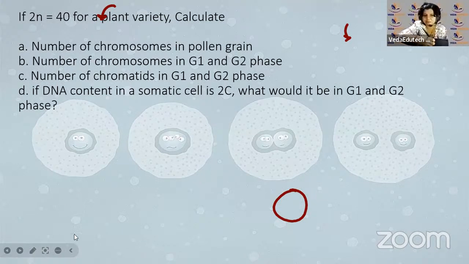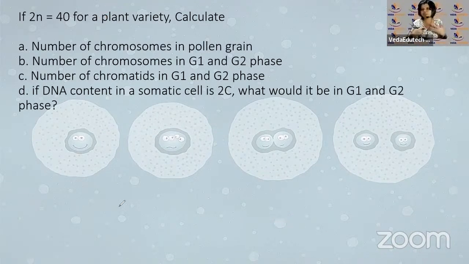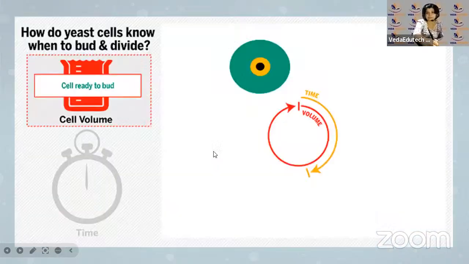We are considering a hypothetical plant, and in this plant, 2n equals 40. Like for humans, 2n is what? 46. So for this plant, 2n is equal to 40. Now they are asking what would be the number of chromosomes in a pollen grain. So we know that in all the gametes, for humans it is what? It is sperm cell and egg cell. Now for plants, what is the gamete? The gamete is pollen grain.